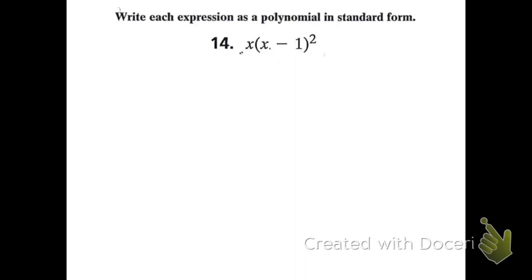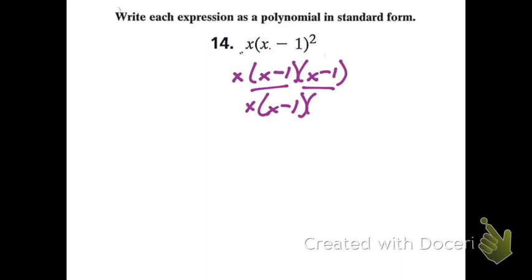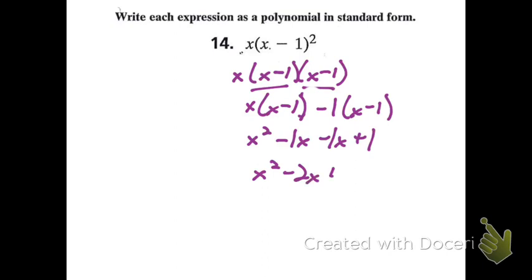All right. So we're doing this in standard form similarly. So this would be x, and this is x minus 1 and x minus 1. So I'm going to take these two and multiply them together. So x times x minus 1, and minus 1 times x minus 1. So we get x squared minus 1x plus 1. So it's x squared minus 2x plus 1, and I'm done.